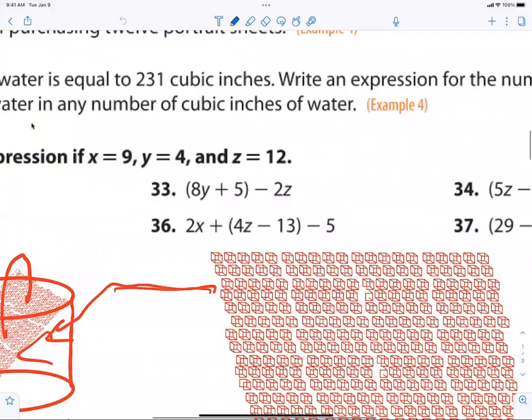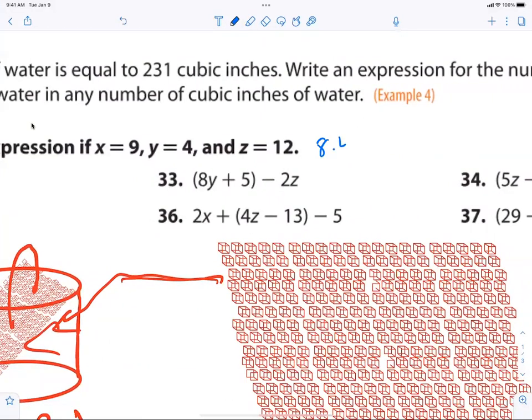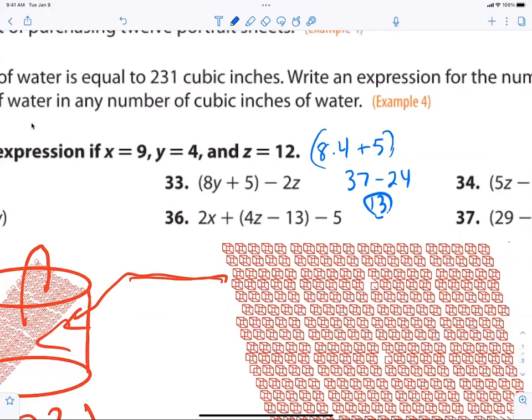So tell me what to do. 8 times 4. Uh-huh. 32. Plus 5. And then? 37. And then? 2 times 12 is 24. Good. And then 37 minus 24 is 13. We are great. 13 is perfect. Perfect, perfect.